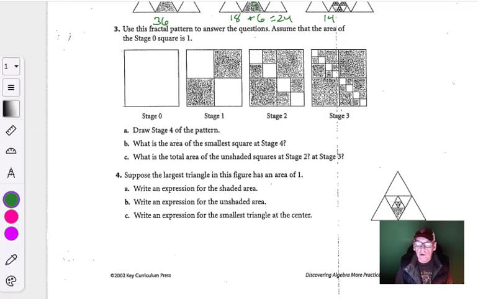Okay, so I want to use the pattern. So let's see what they did. They took the square, the original 1, and divided it into 4s and shaded the diagonals, which is going to give us half of it, or 2 out of 4. This one has 0 out of 4 shaded. This other one has 2 out of 4 shaded.